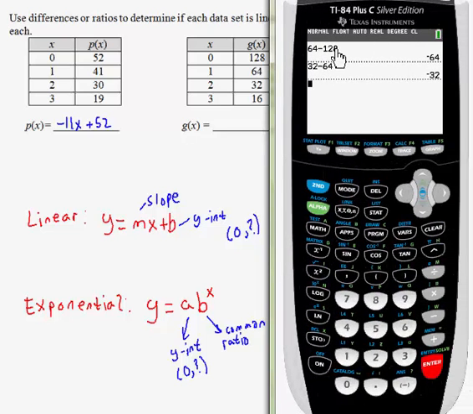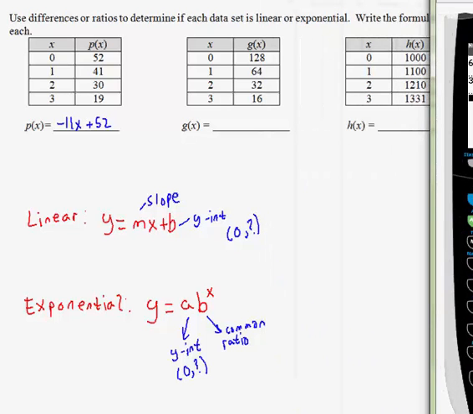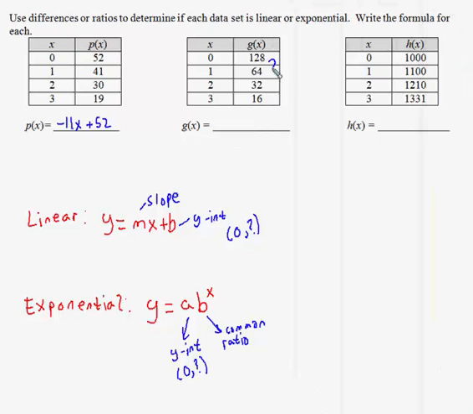And if you notice, the differences are not constant. The fact that the first difference came out negative 64 and the second came out negative 32 means that to get from this output to that one via subtraction, you'd have to subtract 64. And to get from this output to that output, you would have to subtract 32. So this is not constant slope. There's not a constant difference, and therefore this is not linear data.